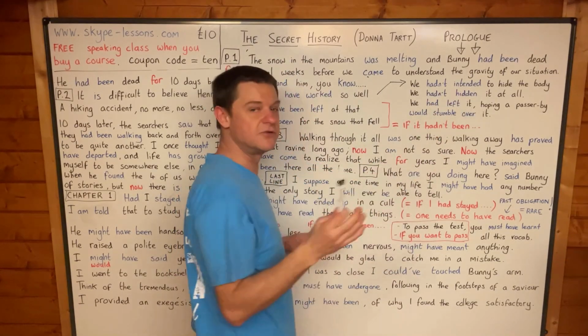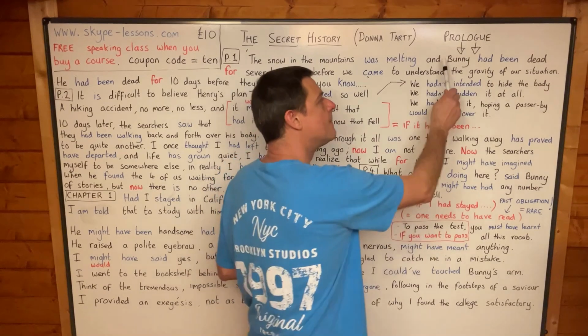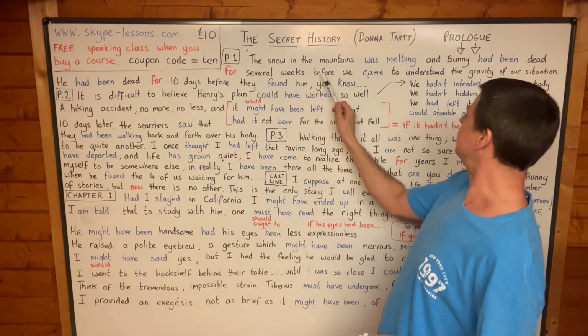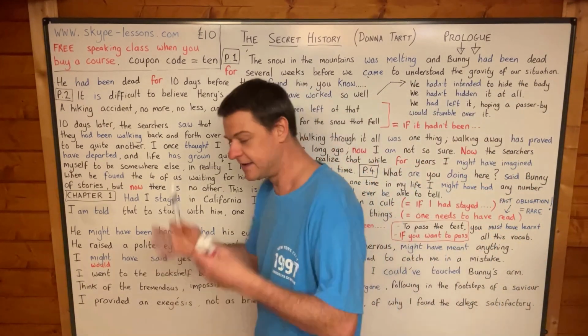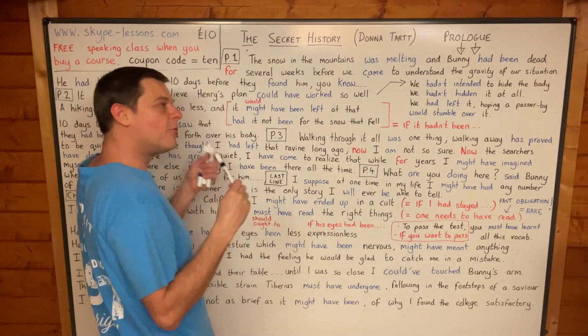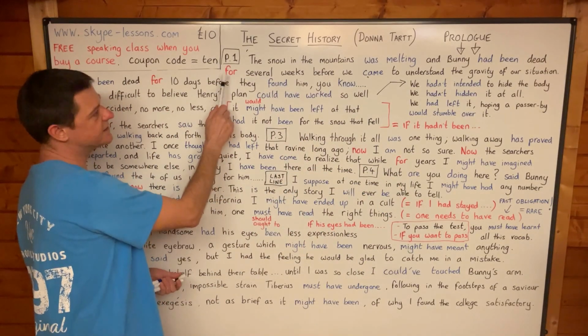And so we're right there in the mountains, and the snow in the mountains was melting, and Bunny, this is clearly a name, but usually it isn't, but it's clearly a nickname, and we know that because it's got a capital. Bunny had been dead for several weeks before we came to understand the gravity of our situation. So straight away there's a dead body, straight away in the very first sentence.